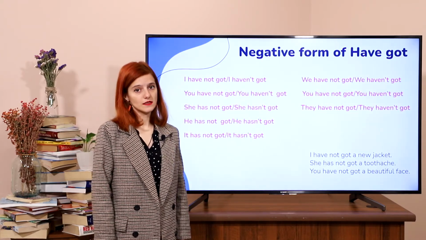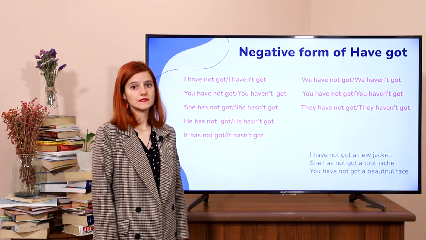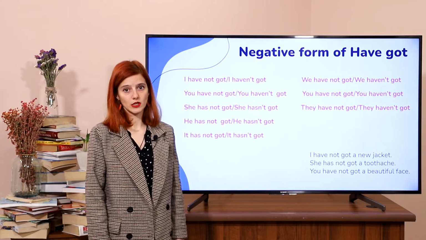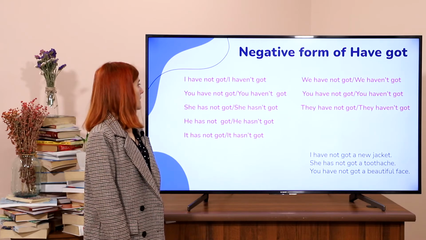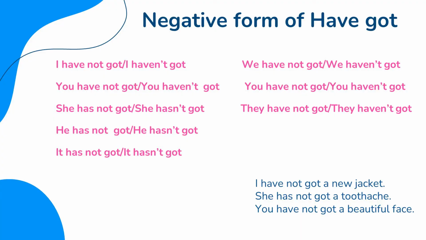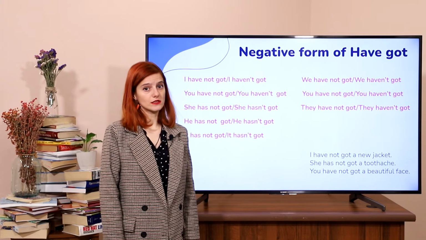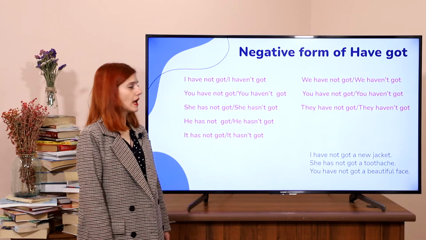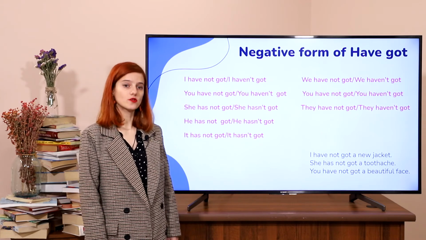Իսկ ժխտական նախադասությունը կազմվում է have-ից անմիջապես հետո դնելով not մասնիկը. I have not got, you have not got, she has not got, he has not got, it has not got, we have not got, you have not got, they have not got. Իսկ կրճատ տարբերակը լինում է haven't got կամ hasn't got.